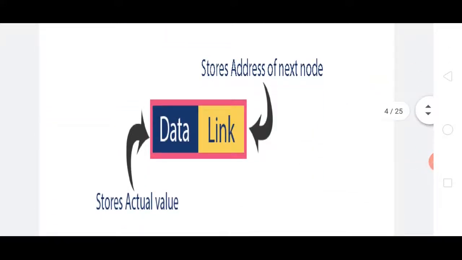Now see the figure. The figure contains only one node. The node contains two fields. The first field is the data field and the second field is the link field. Already we discussed what is meant by a node. The data field contains the actual data, or actual element, or actual value, and the link field stores the address of the next node.